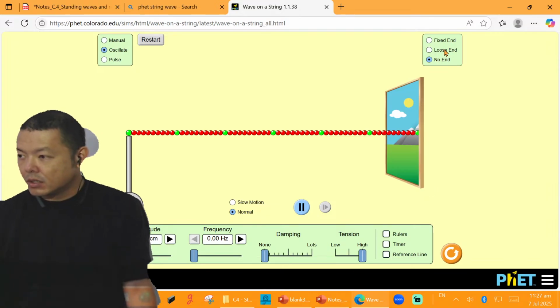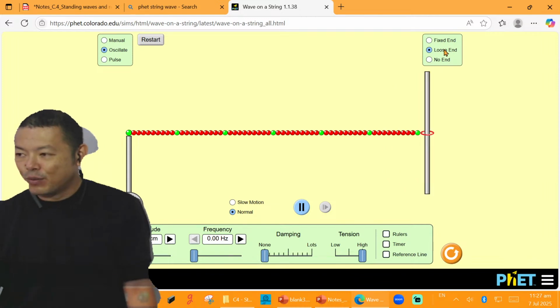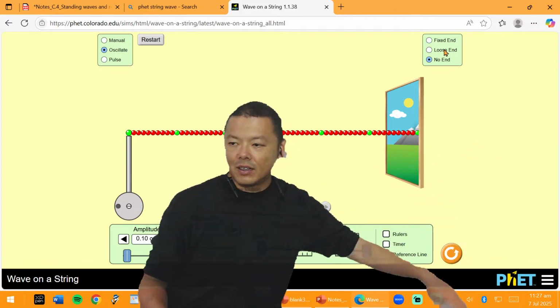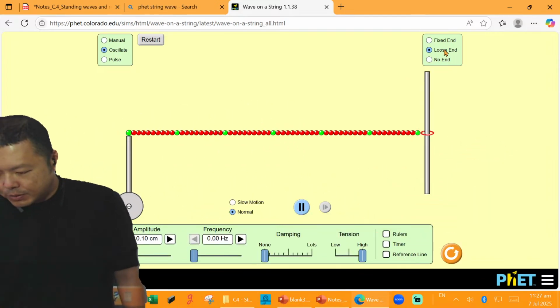No end is out of the question. I want it to reflect. If it's no end, it won't reflect. It will just go, "Whee," then gone. So I want it to be a loose end.